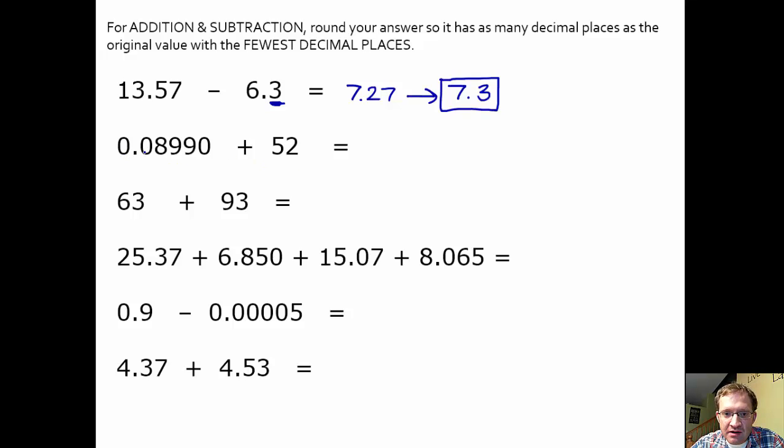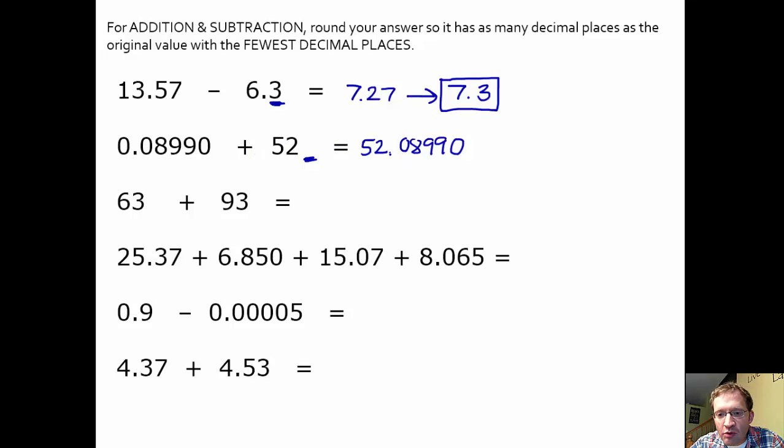On the next one, 0.08990 plus 52. Well, obviously when we put that into a calculator, we're going to get 52.08990, which is what a calculator knows to give us for an answer. In the end, though, because 52 doesn't have any decimal places, there's none here, right, after the invisible decimal point, then your answer can't have any either.